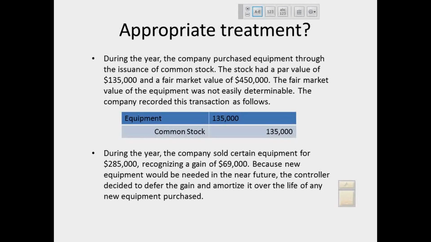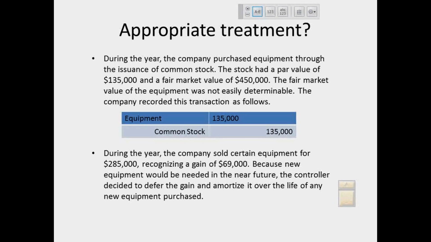Then the stock had a par value of $135,000 and a market value of $450,000. As for the fair value of the equipment, there was no way to determine it. All I know is that if I sold the stock in the open market, I would be able to sell the stock for $450,000. Par value is just some fictitious number that the company created at the beginning of time, and so it doesn't have a huge amount of importance. The company recorded this transaction as equipment $135,000, common stock $135,000. Is that right?